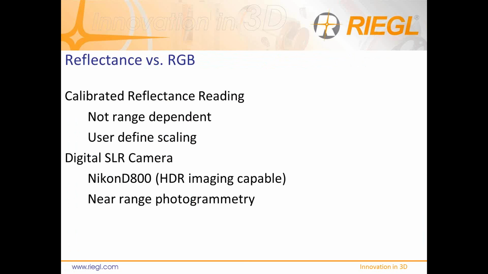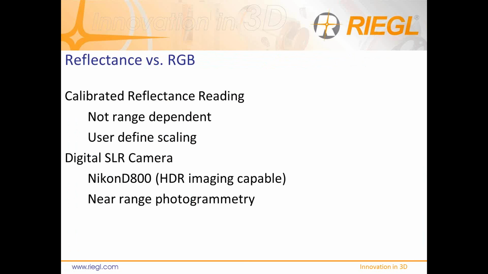So let's talk a little about reflectance and RGB. Our reflectance is a calibrated reflectance reading, so it's non-range dependent, meaning that if the scanner is placed at this particular position, when it shoots at a surface, it will have the same reading as the scanner moves forward or backward or away from that object. This is a very useful tool when identifying skid marks, blood splatter, gun residues and whatnot. We'll see that in a minute. It's also a user-defined scaling, so the colors you'll see throughout the next couple of slides are all user-defined. It's not particular to red, green, or white; it could be a grayscale or a color scale.